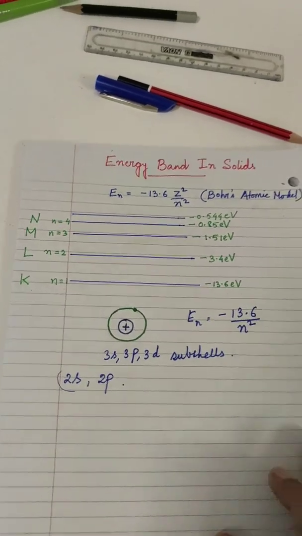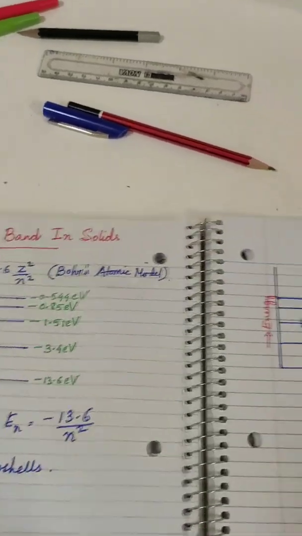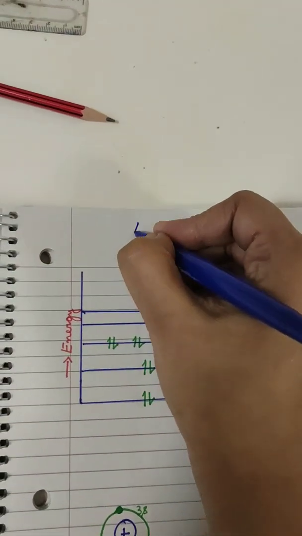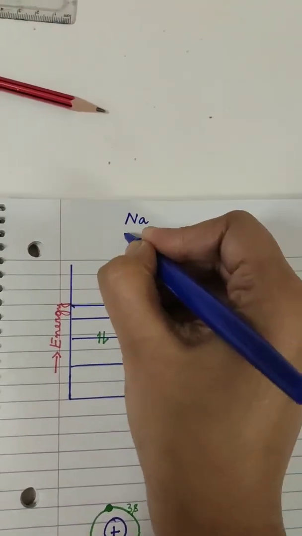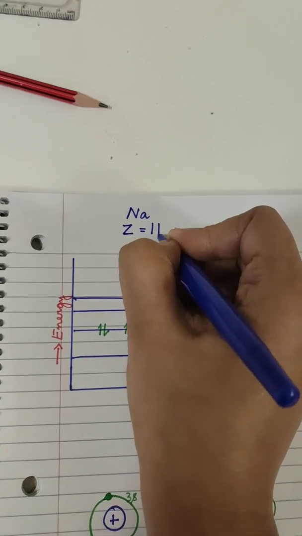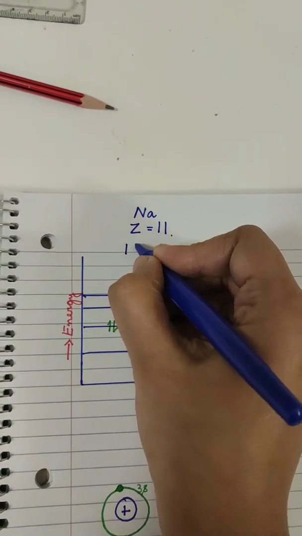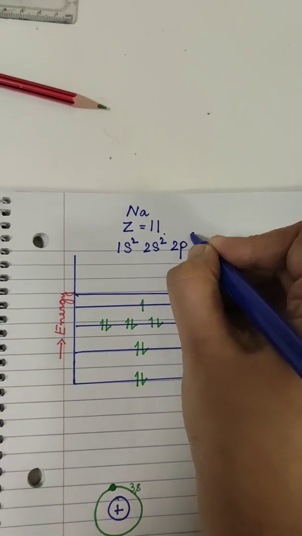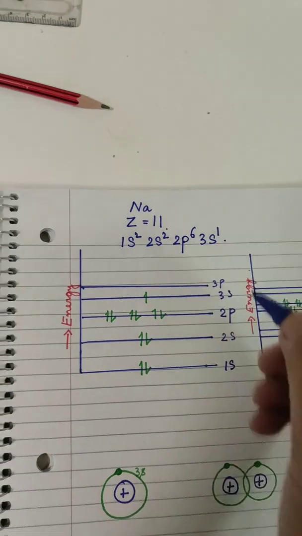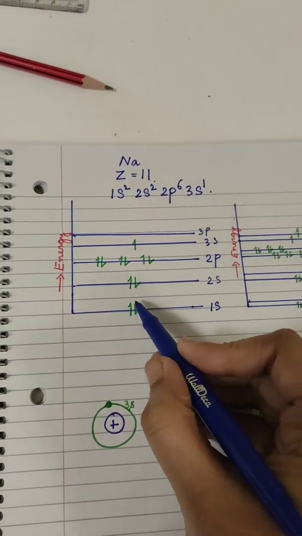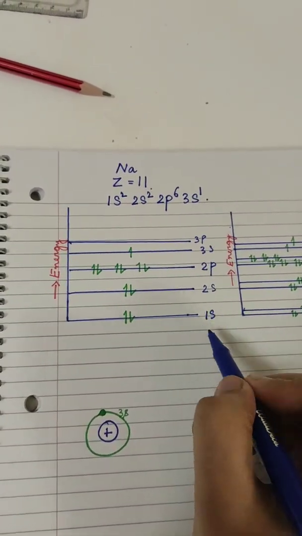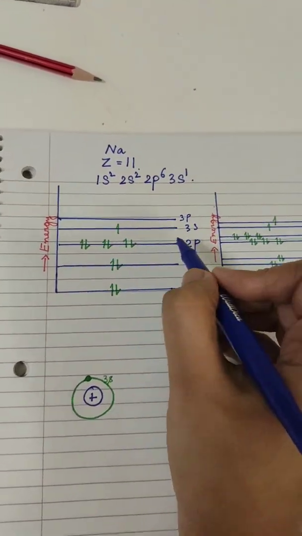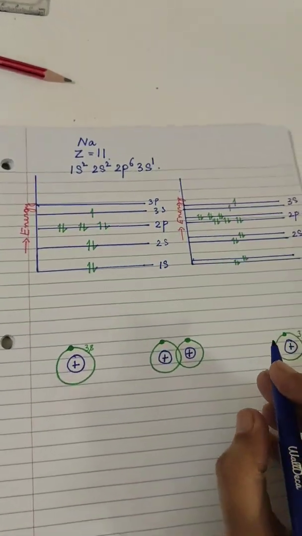Let us take the example of sodium and draw its energy levels. For sodium, the atomic number Z equal to 11 and the ground state electronic configuration is 1s2, 2s2, 2p6 and 3s1. So there are 2 electrons in the 1s subshell, 2 electrons in the 2s subshell, 6 electrons in the 2p subshell and 1 electron in the 3s subshell.